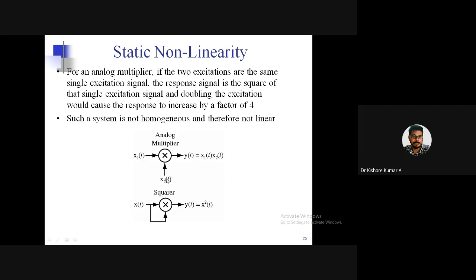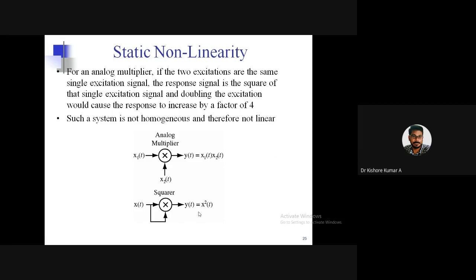If the two excitations, x1 of t and x2 of t, are the same signal, then the response signal is the square of the single excitation signal, and doubling the excitation would cause the response to increase by a factor of 4, provided both signals are the same single excitation signal. Then such a system is not homogeneous and therefore not linear. So here this is a square. The same signal is multiplied and given to y of t equal to x square of t.